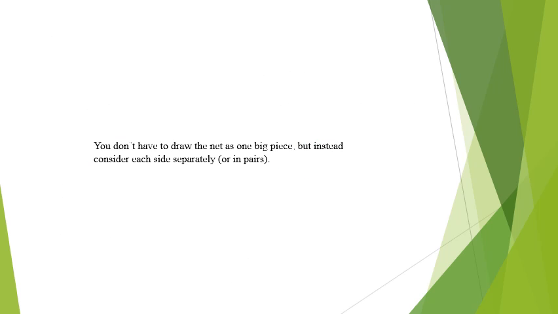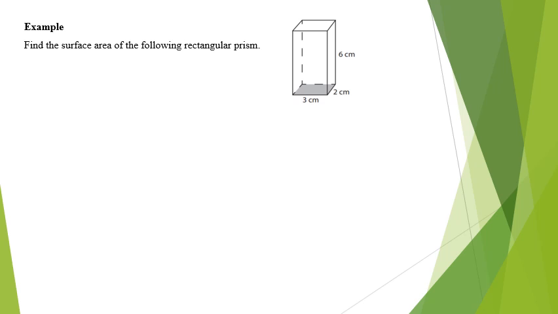All right, so you don't have to draw the net as one big piece like we just did, but instead, if you wanted to, you could consider each side separately or in pairs, because we know that the top and bottom are going to be the same size, the front and back are going to be the same size, and the right and left are going to be the same size. So if you think of them in pairs, you don't have to draw one big shape because sometimes that can get confusing. So for example, if we wanted to find the surface area of the following rectangular prism.